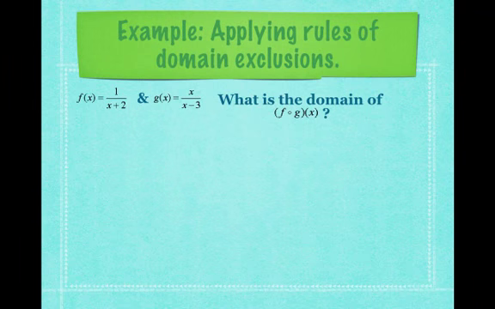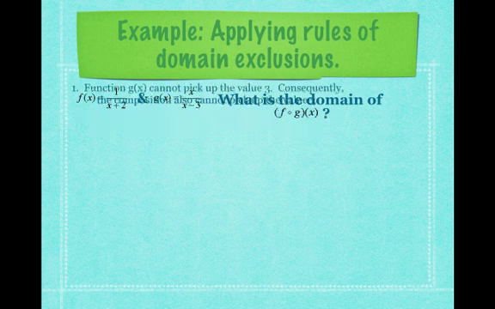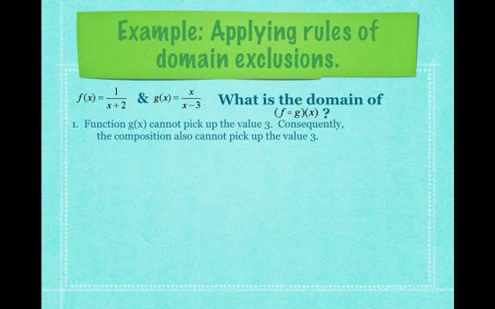An example, applying the rules of the domain exclusions. So what is the domain of (f ∘ g)(x)? The function g(x) cannot take the value 3. Consequently, the composition also cannot take the value 3.